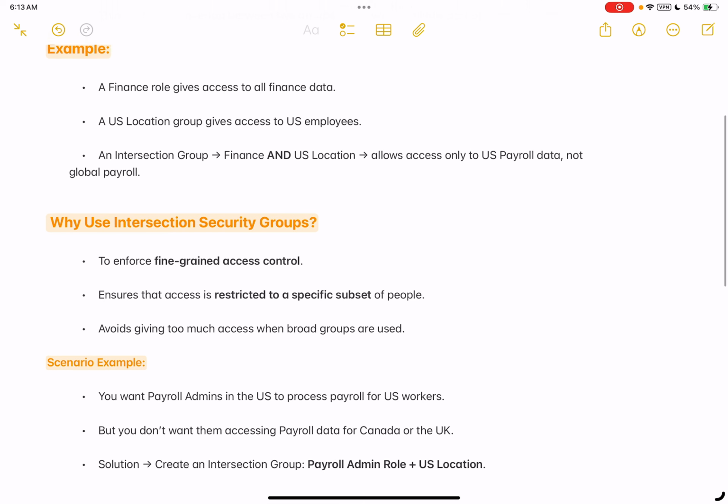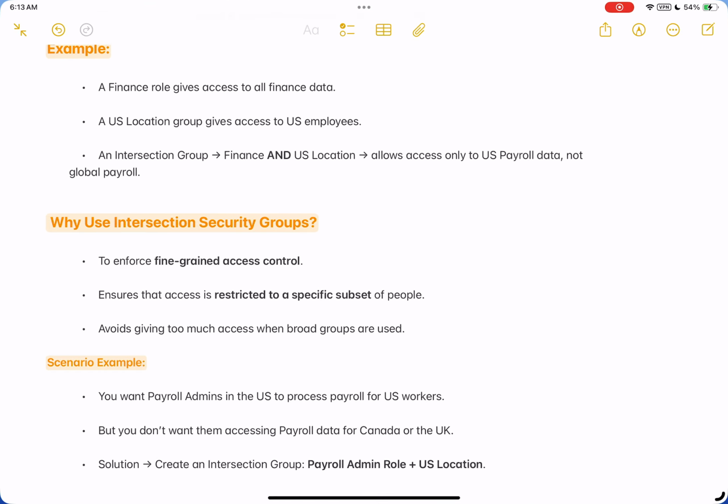Let's take a scenario. You want payroll admins in the US to process payroll for US workers, but you don't want them accessing payroll data for Canada or the UK. So the solution is to create an intersection group, payroll admin role plus US location, so that the Canada location won't get access.